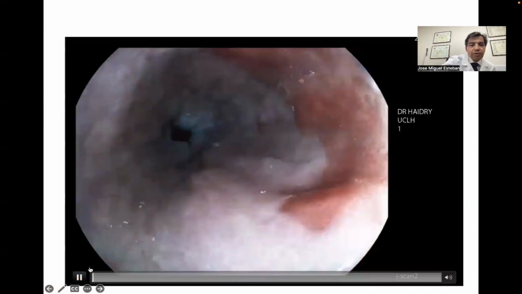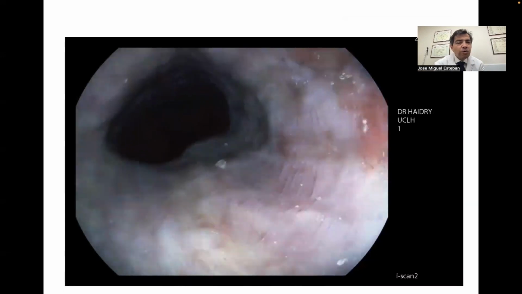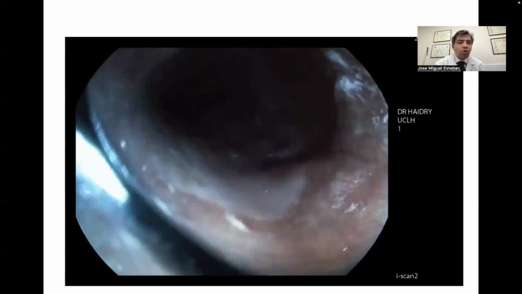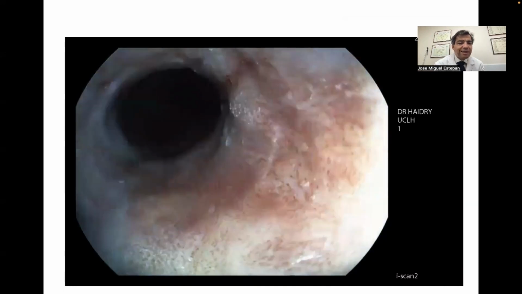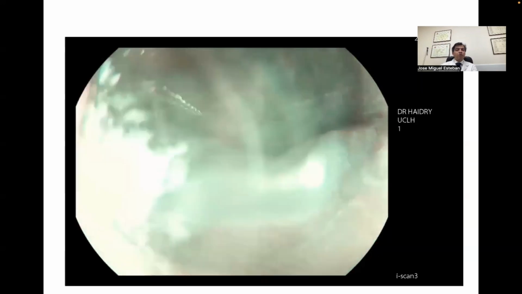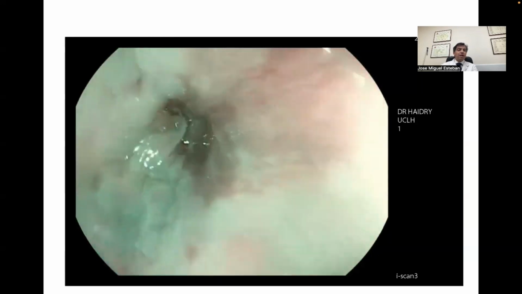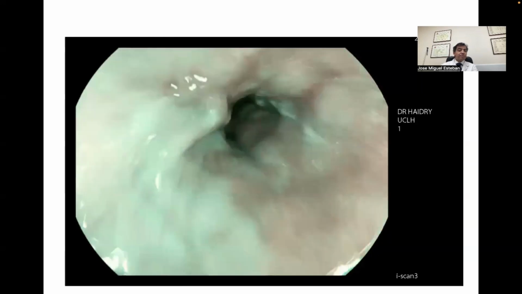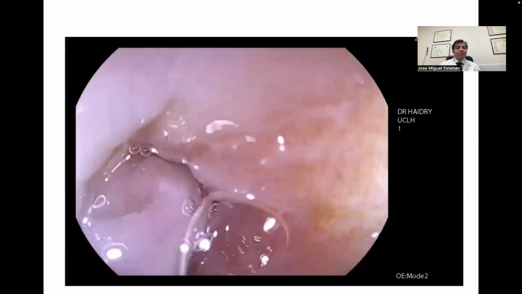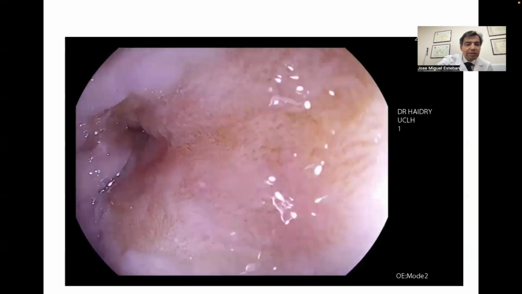So this is a video of Rehan Heydari, and as you will see, using iScan OE, he will check this big lesion to see if it can be treated or not. Depending, it is a 2A to B lesion, and we need to detect the infiltration depending on the vessels, the IPCLs. So we need to take time.